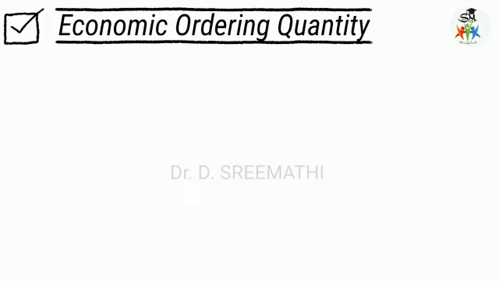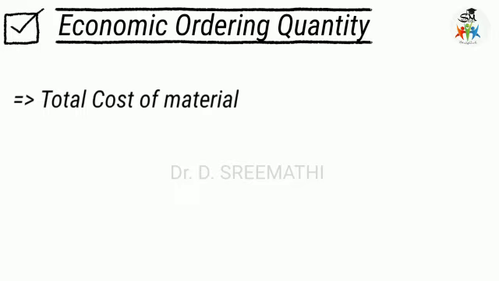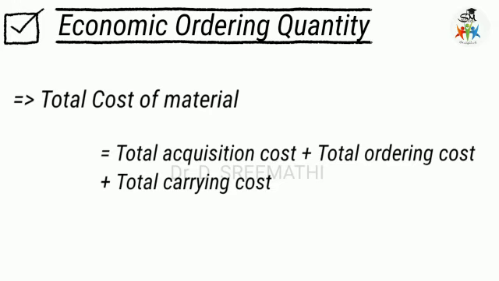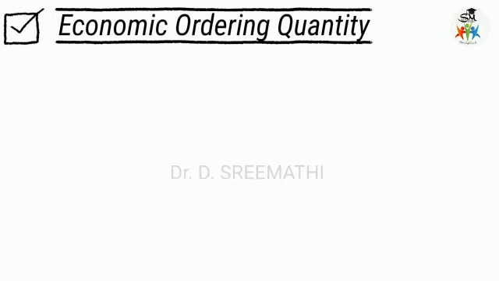We want to know what is the total cost of material. So what is the total cost of material? That is equal to total acquisition cost of material plus total ordering cost plus total carrying cost. So what is it actually?